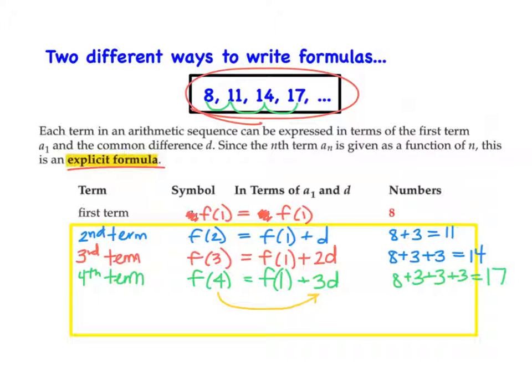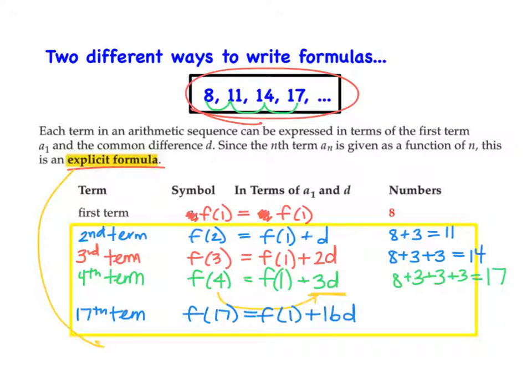Re-listen to me say that. Every time you're adding one less d value than the number you're finding. So for example, if I skip to the 17th term, it would be f of 17 equals the first term plus 16d. It was 16 because that's one less than 17. So my general form, I know that is kind of tricky to think about, is the big part that you really need to have in your notes to find the explicit formula.